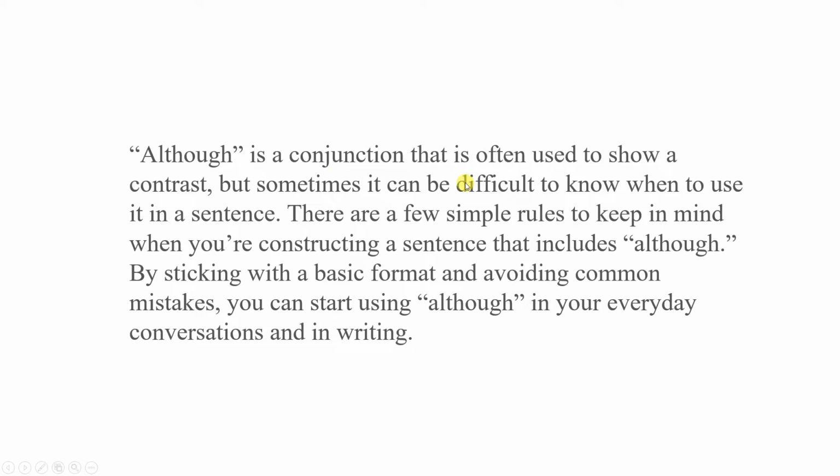So, although is a conjunction that is often used to show a contrast. That means although is used to show a contrast. But sometimes it can be difficult to know when to use it in a sentence. There are a few simple rules to keep in mind when you are constructing a sentence that includes although. By sticking with the basic format and avoiding common mistakes, you can start using although in your everyday conversation and in writing. So by learning these rules, you can easily begin your sentence with although, or you will come to know how to use although in the sentence. So let us see.